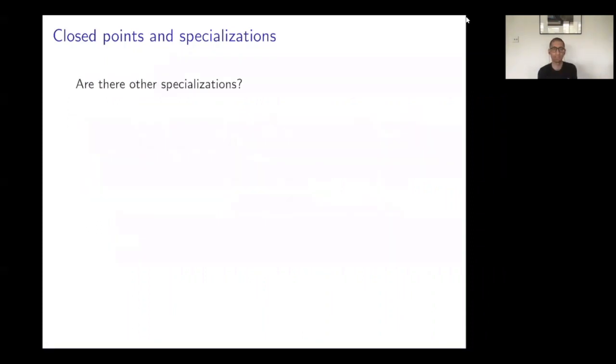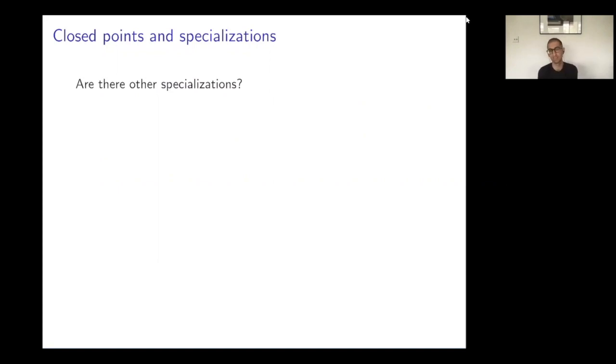So you could ask the question, are there any other interesting specialization relations in this stack? Like, I've got this family that I just showed you where I took a non-split extension and I scaled the extension to zero. You could ask, is there any other interesting thing, or can we now just basically imagine how the points relate in this stack?